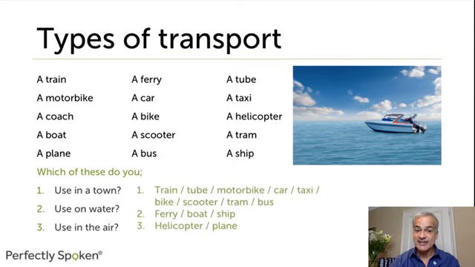So in a town, you've got train, tube, motorbike, car, taxi, bike, scooter, tram, and bus. On the water, a ferry, a boat, and a ship. And in the air, a helicopter and a plane.